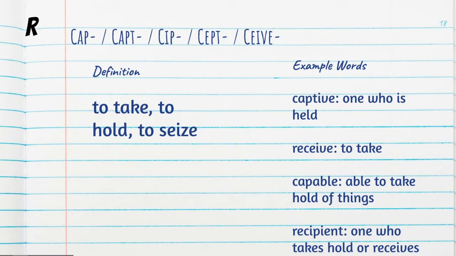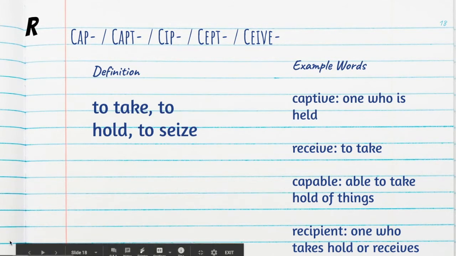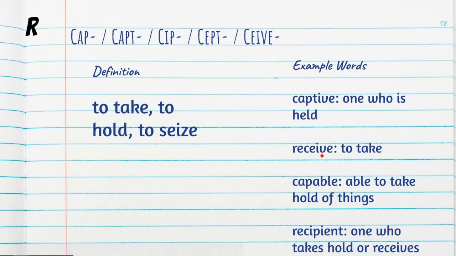So this is cap, capt, cip, cept, and ceive. And these all mean to take, to hold, or to seize. So for example, captive is one who is being held. So that has this capt right here. Then you have receive, which means to take, right? So if you're receiving something, you're taking it from someone. So that's this ceive here.